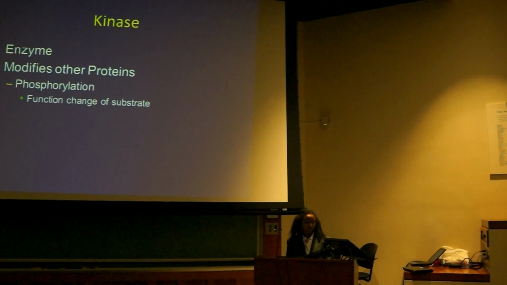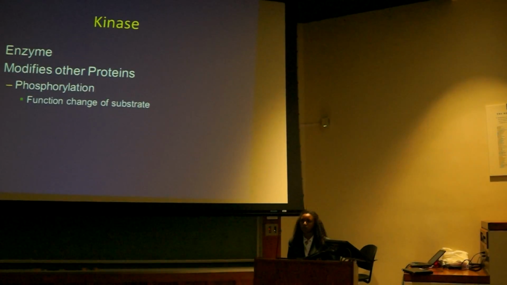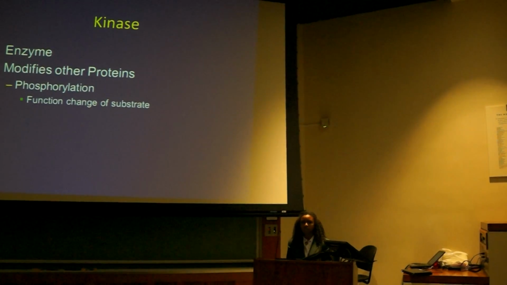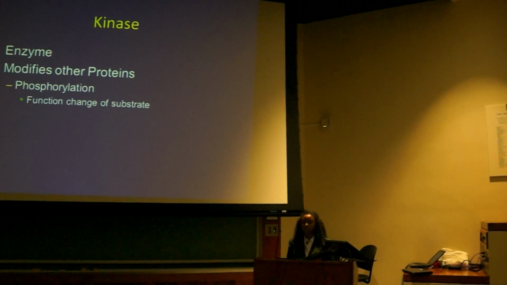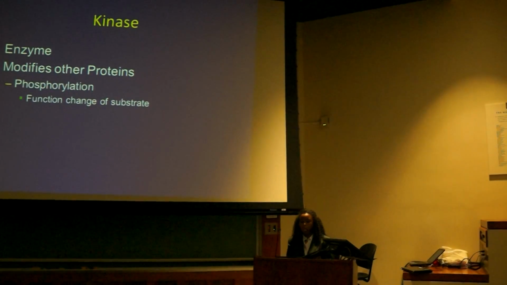A kinase is an enzyme that modifies other proteins through a process called phosphorylation. Phosphorylation is when you add a phosphate group to a protein to change its function, and this can change the function of its enzyme substrate.